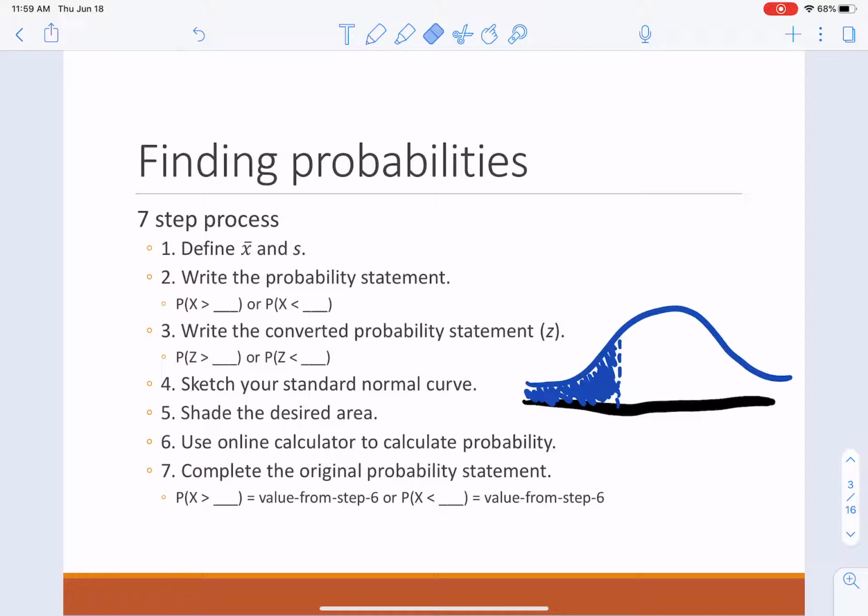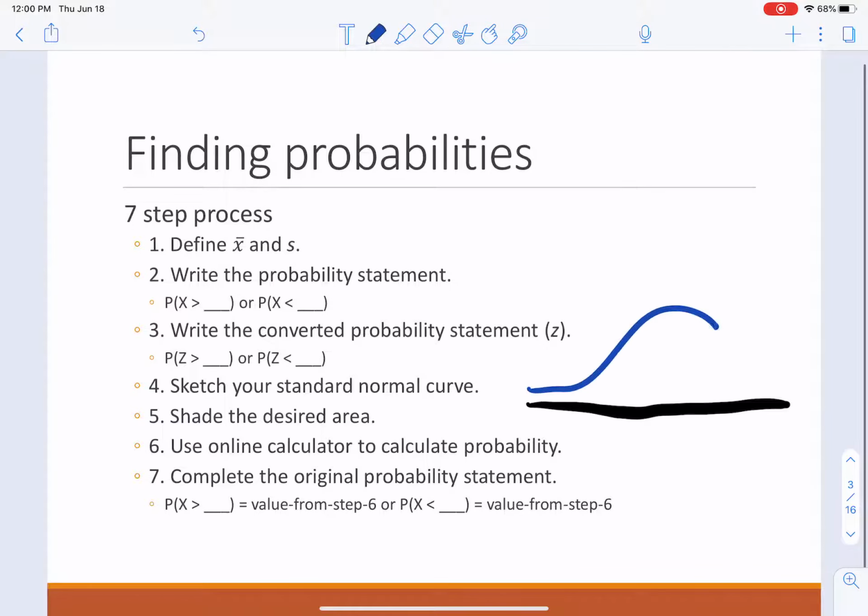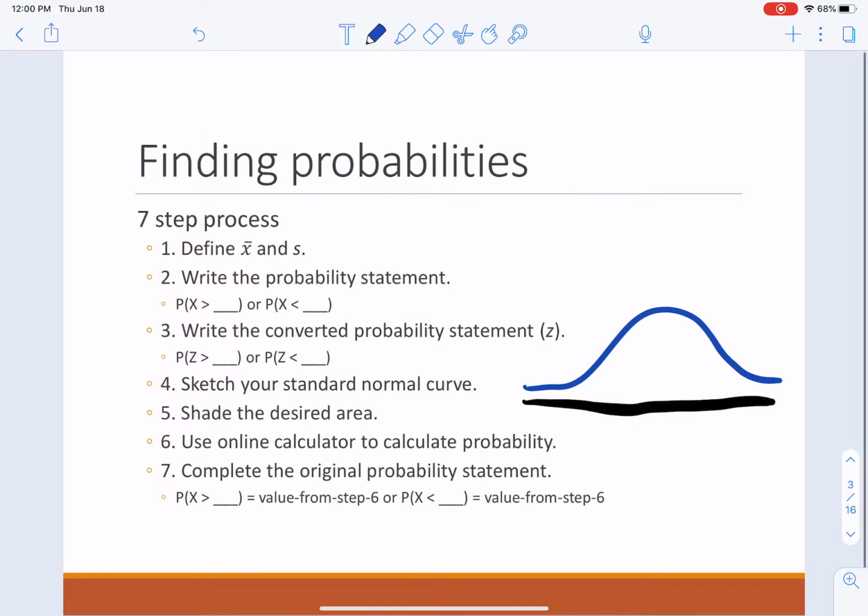Sometimes I might ask a question. Oh man, dang it. I might ask a question that looks like this. Maybe I ask, what's the probability of getting any of the values in between these two things, right? And so you would shade in this area, and then it's a little bit easier to work with once you get to the calculator. Okay.